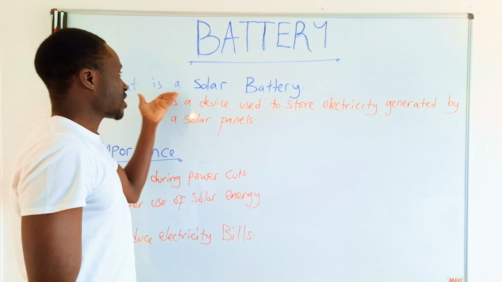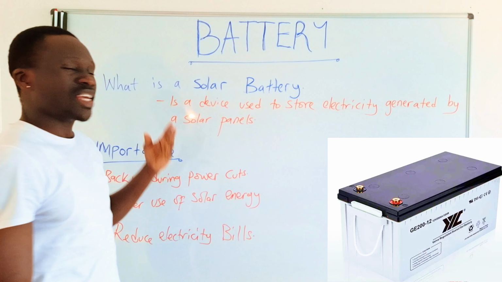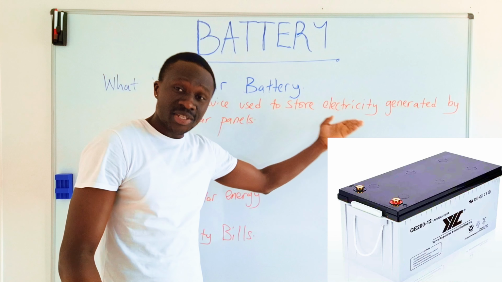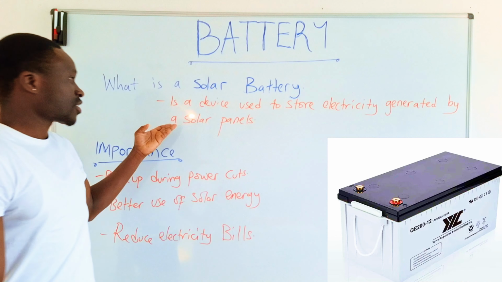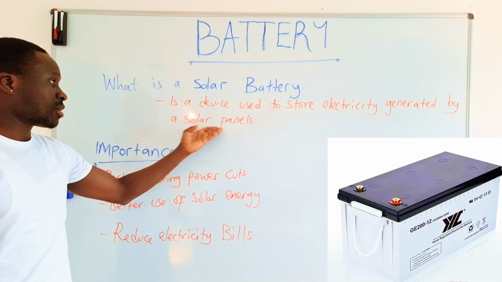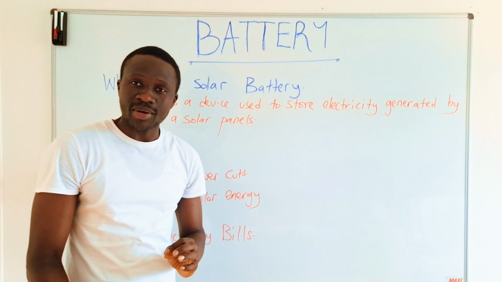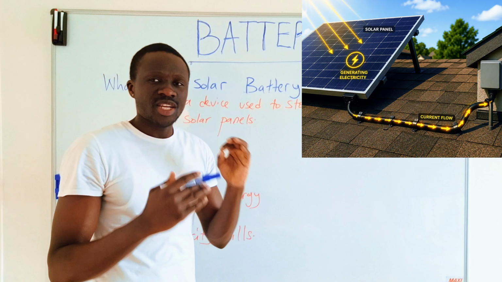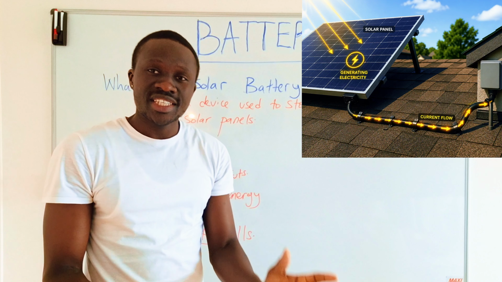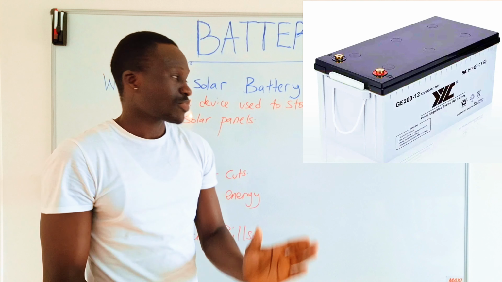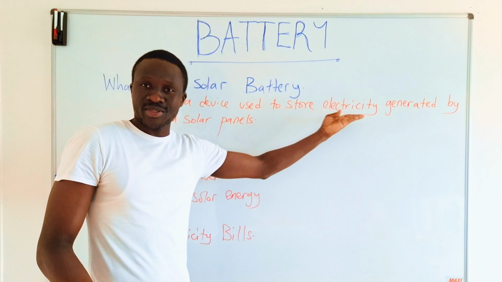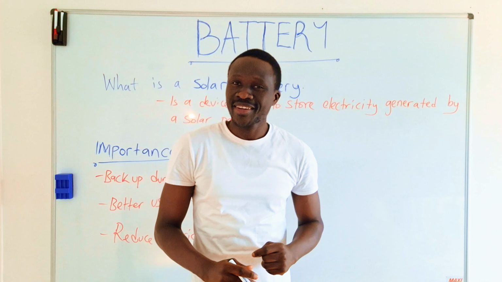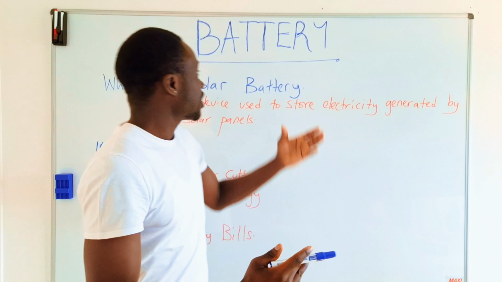And we got our definition. The question is, what is a solar battery? A solar battery is a device used to store electricity generated from a solar panel. A solar panel generates electricity which is in DC, direct current. Then we have to store it. We get this device which is the battery, and it stores electricity generated from the solar panels. And that is the definition of the battery.